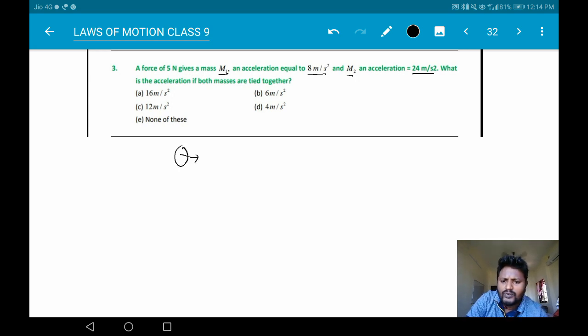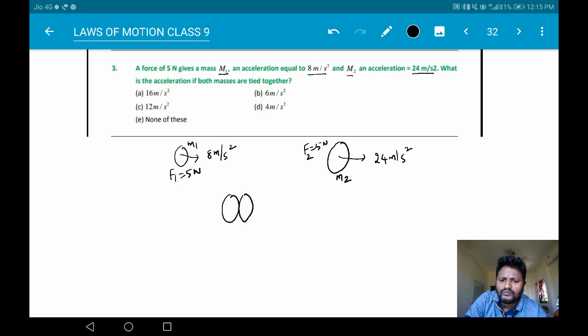first one is of mass m1, we don't know the mass of this, but the force acting on it is 5 Newton. Due to 5 newtons of force, it moves with an acceleration of 8 meter per second square. Another block is of mass m2 and the same force acts on it. F is the same, 5 Newton, and it moves with an acceleration of 24 meter per second square. So they are asking, when the two bodies are tied together and again moved by the same force 5 Newton, what is the acceleration produced in both the blocks.